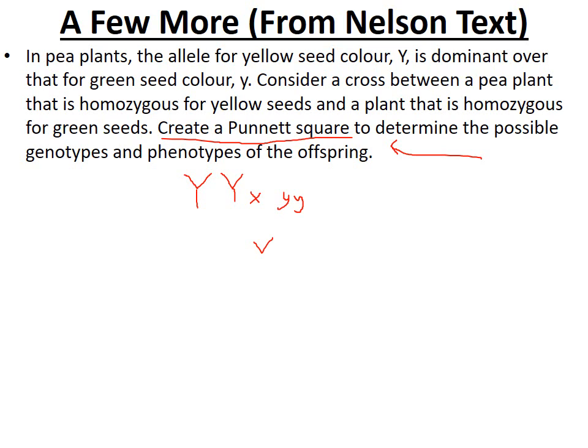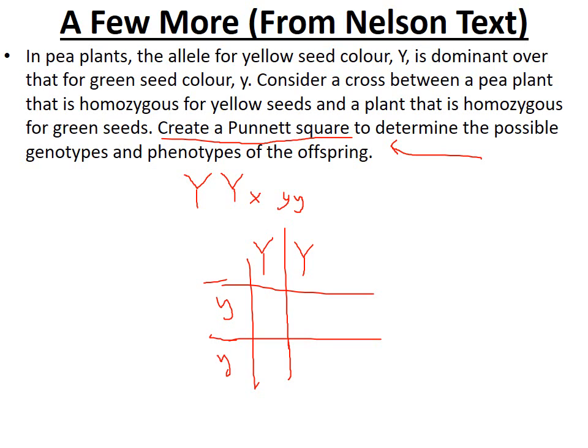This one's a pretty straightforward one. We'll put our gametes on top here for one of the parents, and then our gametes on the side for the other parent. Little y, then you can combine them together. So big Y with little y, big Y with little y, big Y with little y, big Y with little y, and you can predict that we have a 100% chance of having the yellow peas.